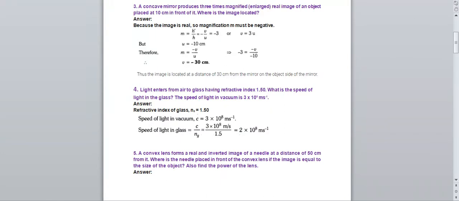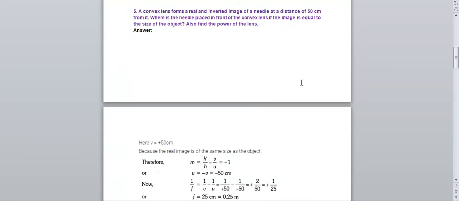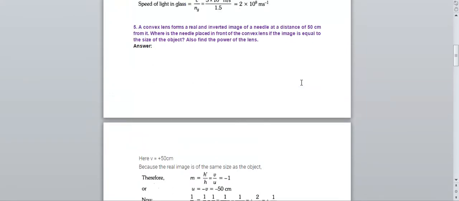Now let's move towards the next question, question number 5. A convex lens forms a real and inverted image of a needle at a distance of 50 centimeter from it. It is a convex lens, so we have to use the lens formula in this case. Image distance they have given as 50 centimeter. Where is the needle placed in front of the convex lens if the image is equal to the size of the object? Also find the power of the lens.